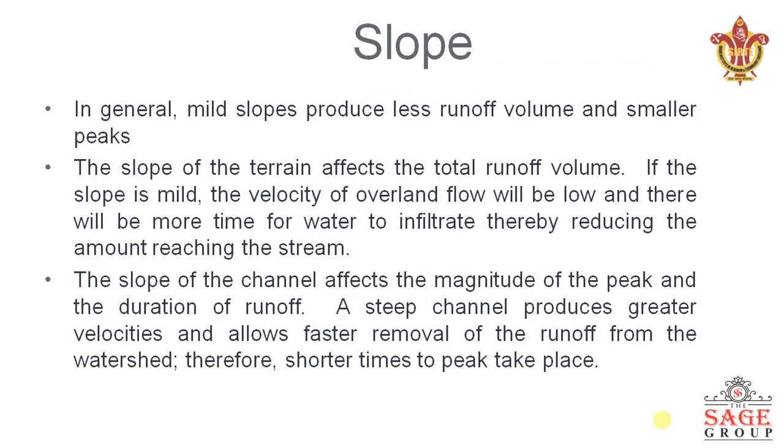Slope. In general, mild slope produces less runoff volume and smaller peaks. The slope of the terrain affects the total runoff volume. If the slope is mild, the velocity of overland flow will be low and there will be more time for water to infiltrate, thereby reducing the amount reaching the stream. The slope of the channel affects the magnitude of the peak and duration of runoff. A steep channel produces greater velocity and allows faster removal of the runoff from the watershed. Therefore, shorter times to peak take place.